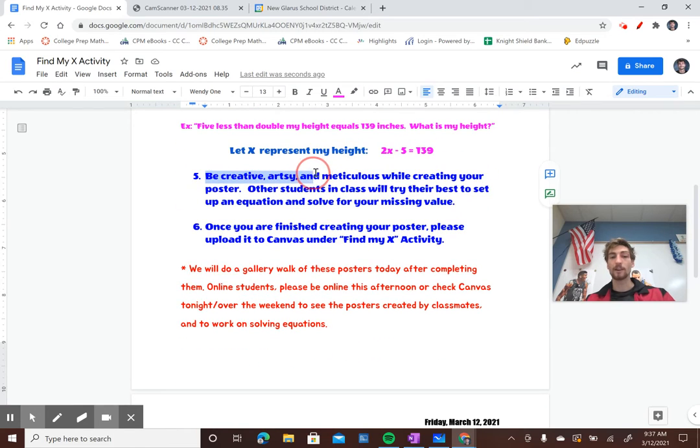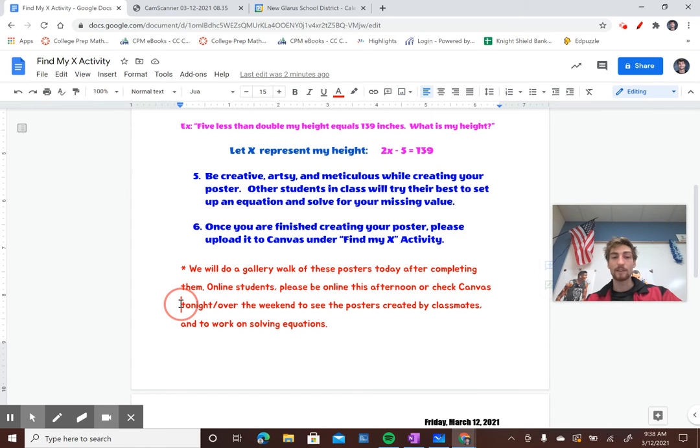So be creative, artsy, meticulous while creating your poster. All right, meticulous means that you're going to want to double check to make sure that your equations match up with your word problems. And just remember, other students in class will try their best to set up an equation and solve your missing value. So we're going to hang these up around the room, and then we're going to do a little gallery walk here. All right, and online students, please be online this afternoon to check Canvas, as I will have a document posted that has all the different students' Find My X posters created.